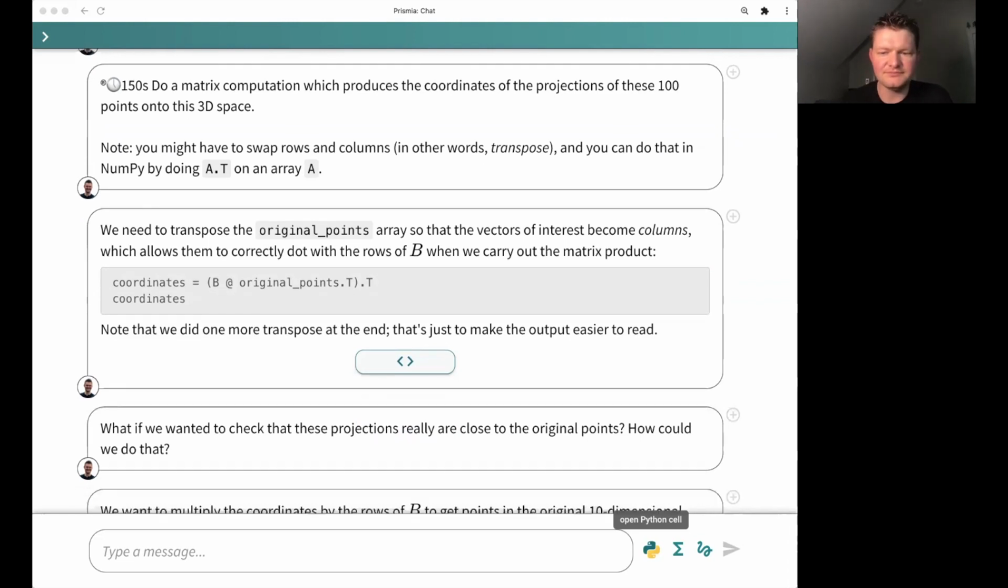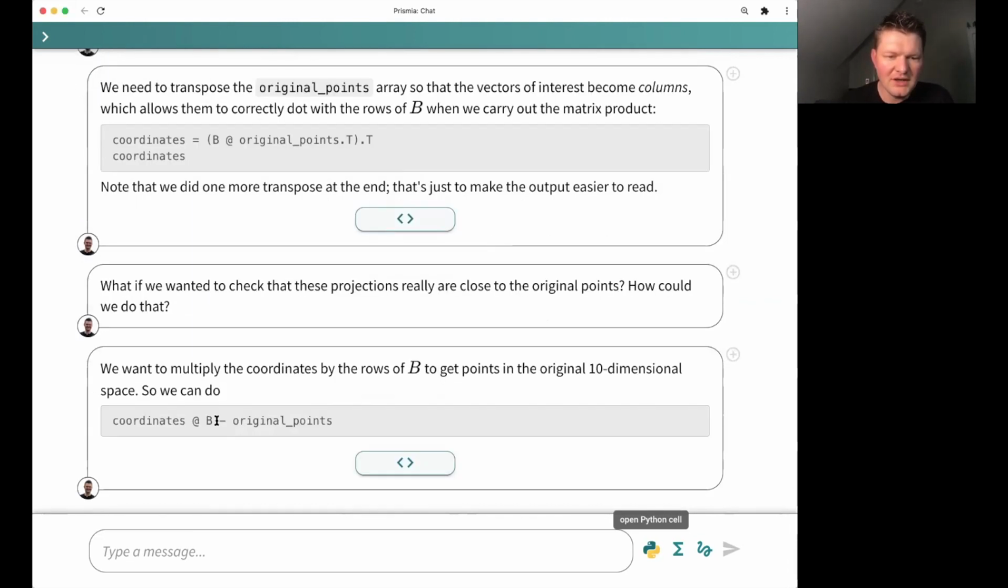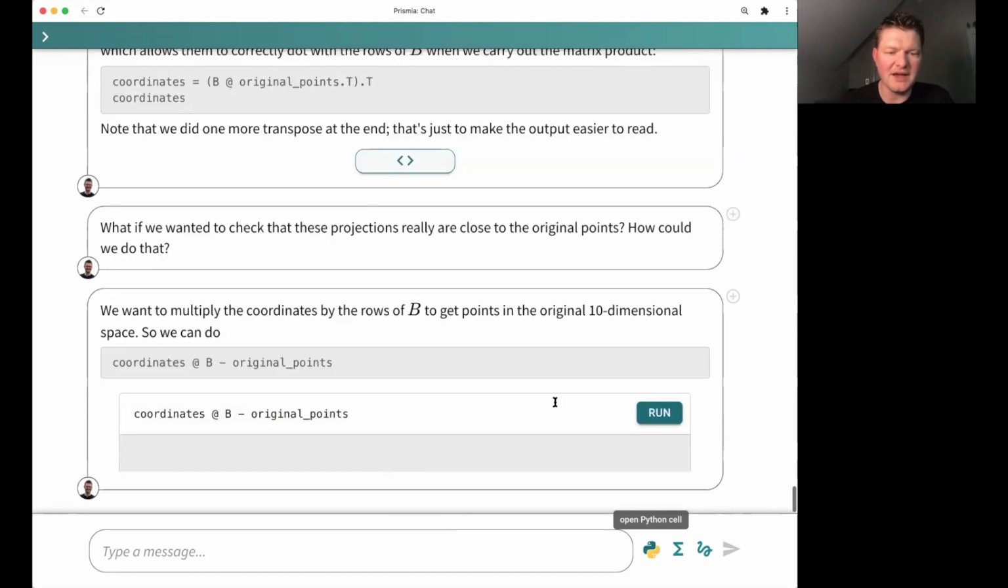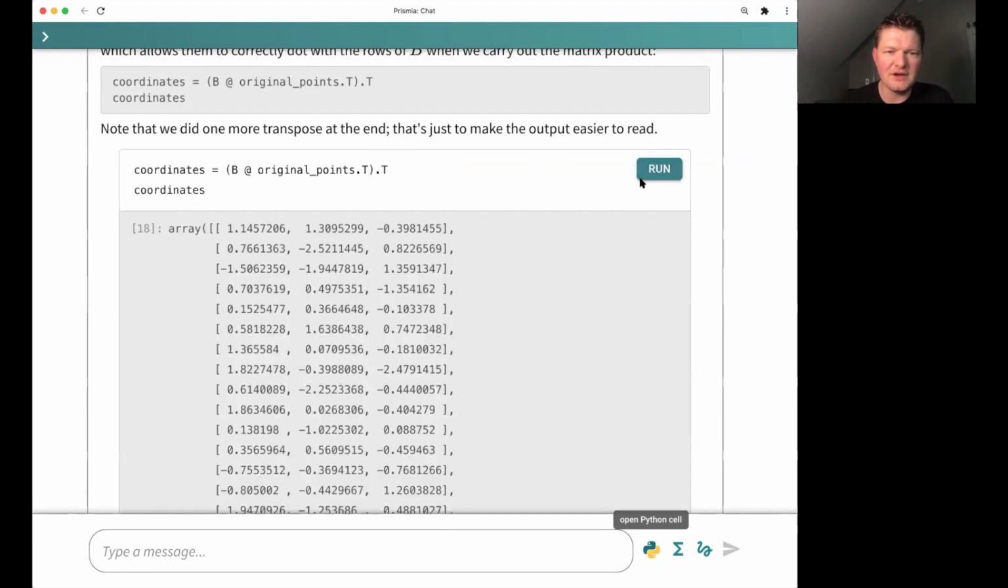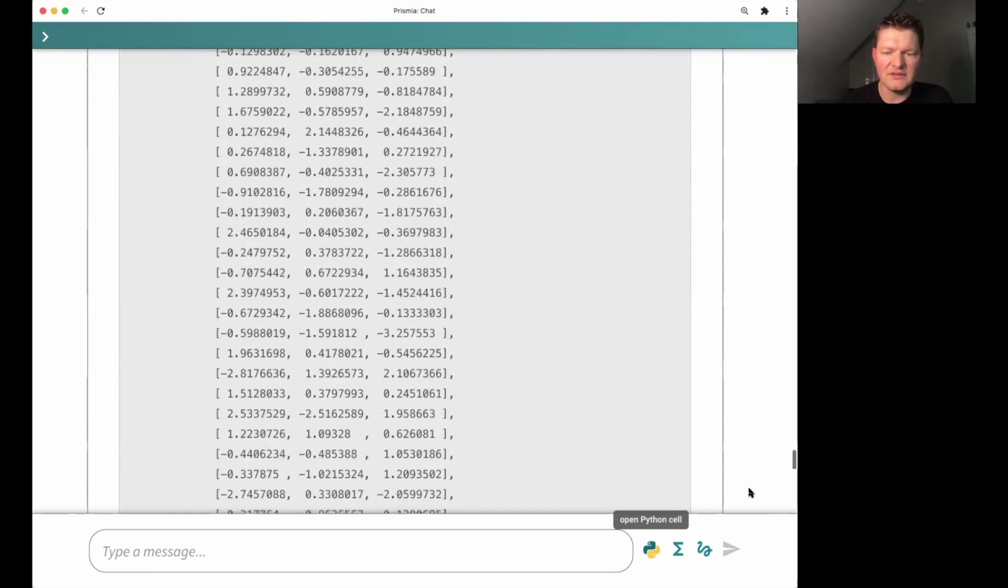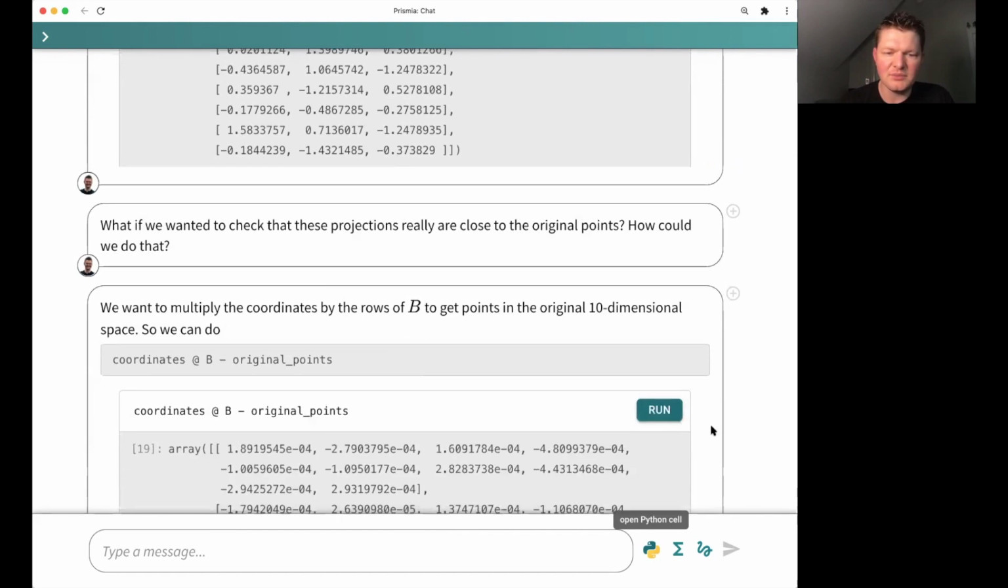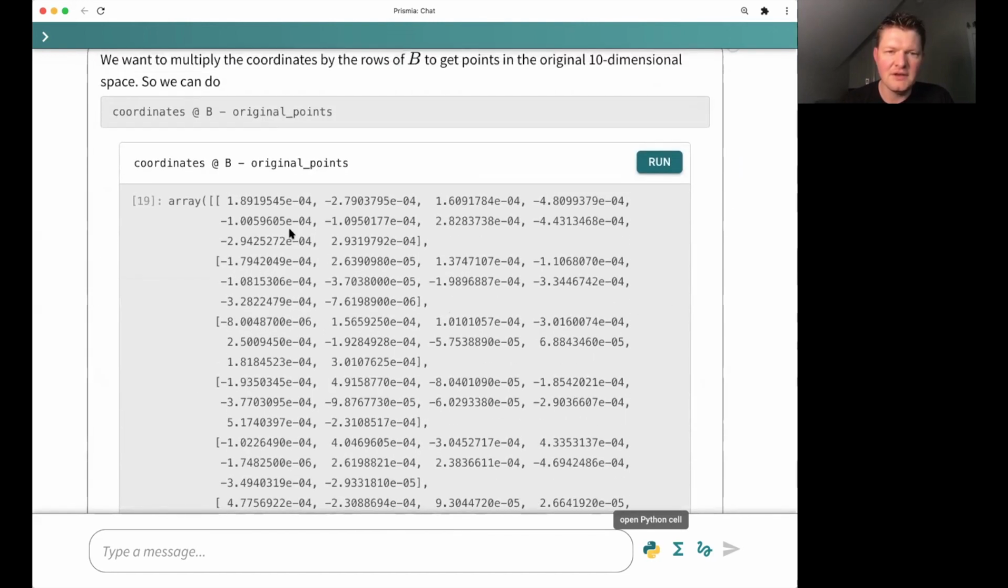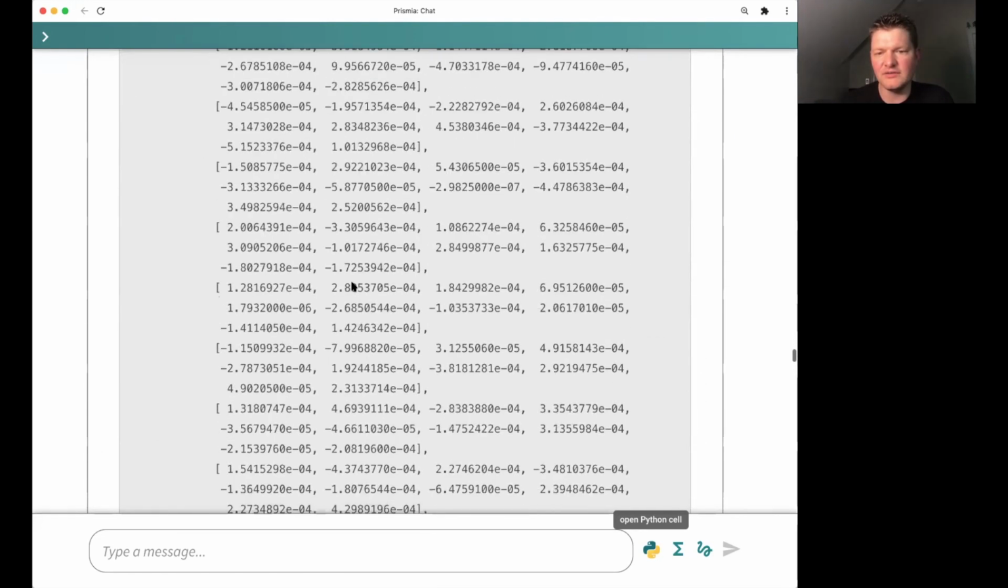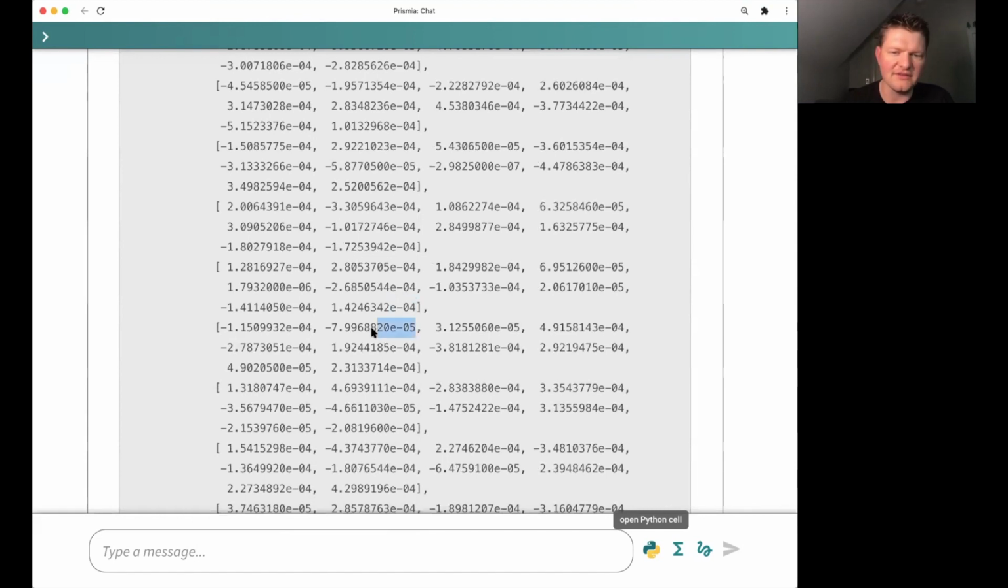the answer here. What we want to do is multiply the coordinates by B to see where the projections are in that original 10-dimensional space, and then subtract off the original points from that. So if we run this code to get our coordinates, the projections onto the basis vectors, and then we pull that back up into the 10-dimensional space and check how close that is to the original points, we get a lot of numbers that are really small, times 10 to the -4, times 10 to the -5.